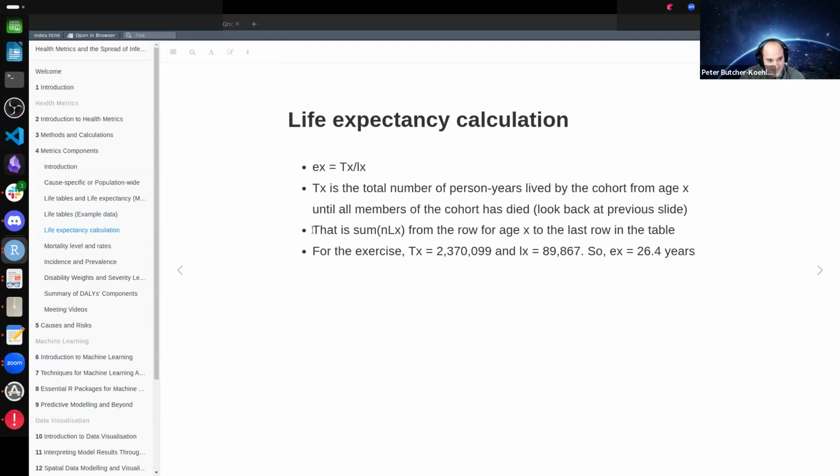So then in the exercise, we're given Tx and we're given lx, and we just divide one by the other to get ex is 26.4 years in that case.